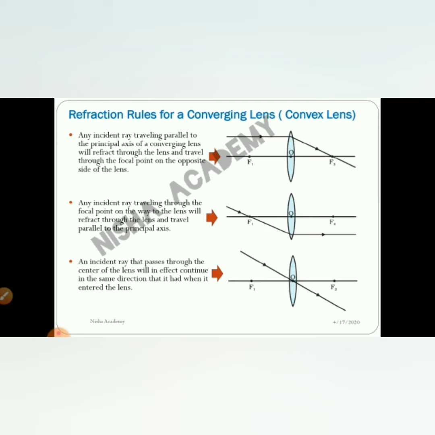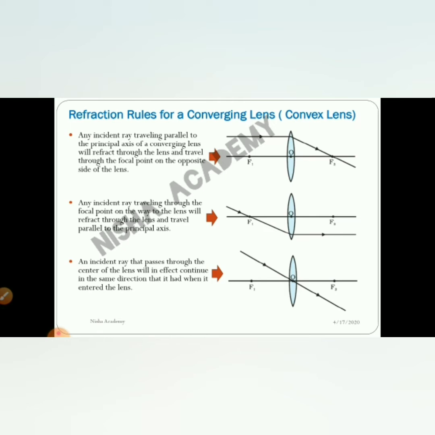Take the second figure. In this figure, we have an incident ray traveling through the focal point. You can see that I have taken the incident ray on the left hand side, which is passing through the focal point f1. Now when the light ray passes through the focal point f1 and is incident on a spherical lens, after refraction it travels parallel to the principal axis, which is exactly opposite to the first figure.